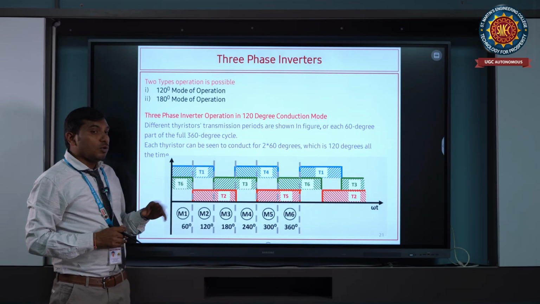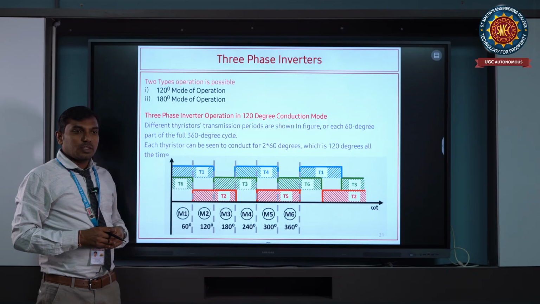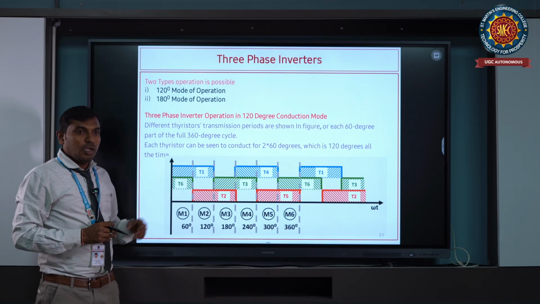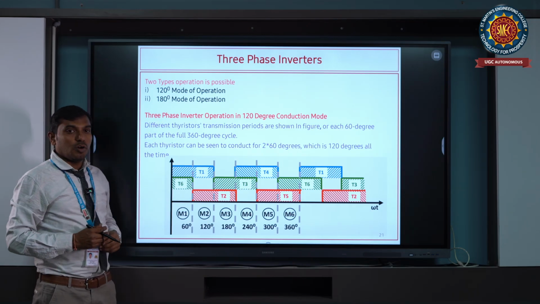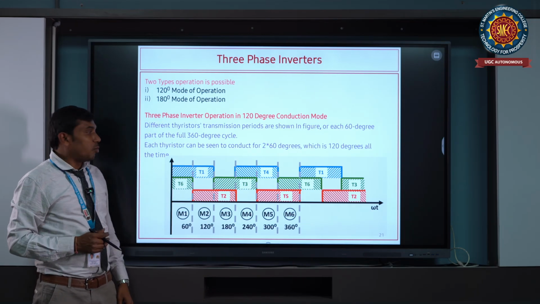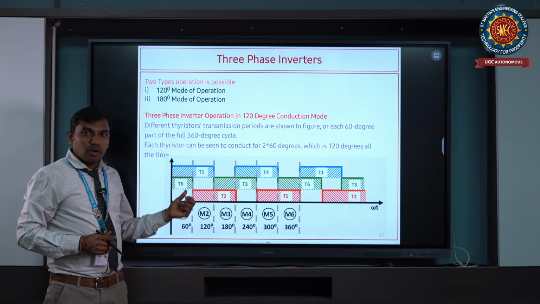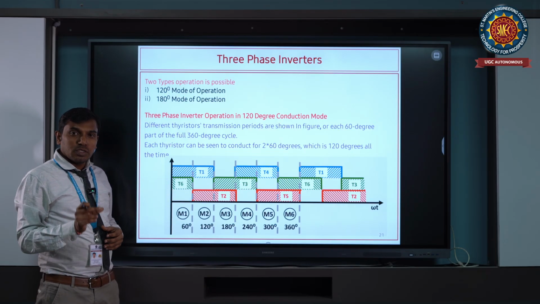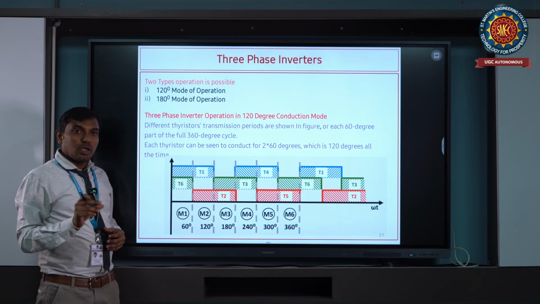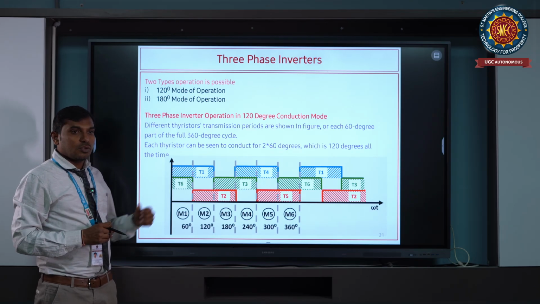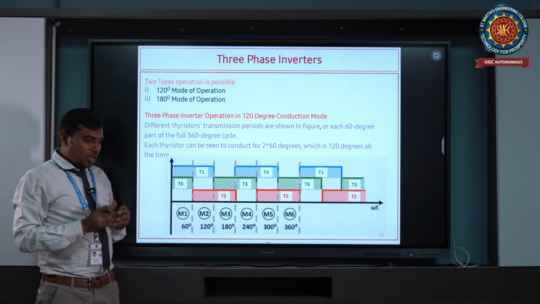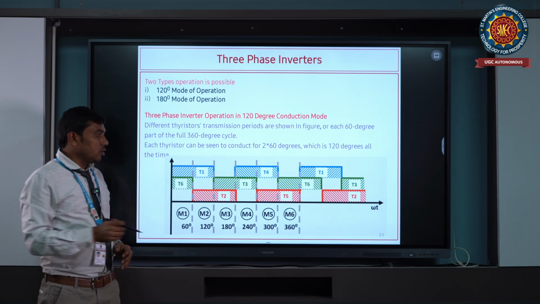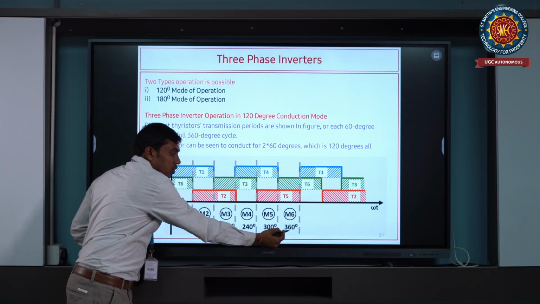Okay, now two types of methods are there to operate this three-phase, three leg inverter. One is the 120 degrees mode of operation, the other one is the 180 degrees mode of operation. So let us see the 120 degrees mode of operation. 120 degrees mode of operation means the switches are turned on for 120 degrees. That's why it is called the 120 degrees mode of operation. One full cycle is 360 degrees.